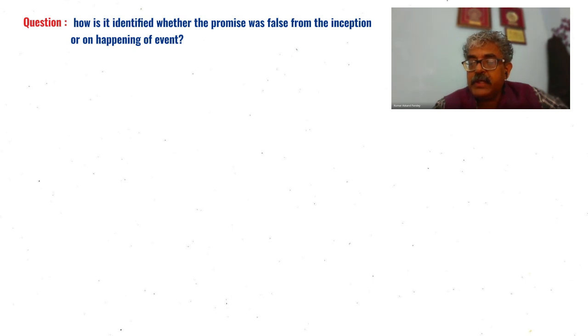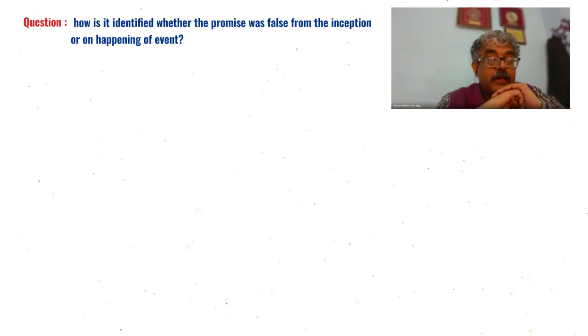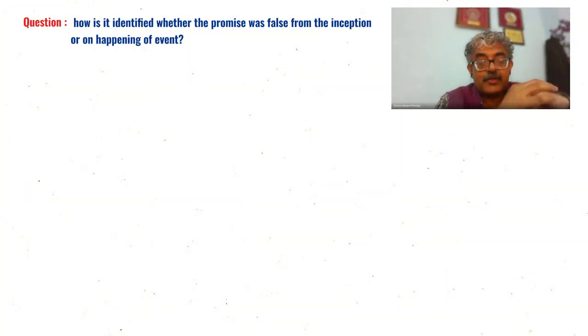So, how is it identified whether the promise was false from the inception or on the happening of events? Certainly, it's very difficult, and the Supreme Court has acknowledged how difficult it may be. Because once we are negotiating in a very cordial, romantic relationship, most cases of false promise of marriage stem from an otherwise romantic relationship. It's often a case of a romantic relationship turning inimical for whatever reason. So it would be difficult, but it has to be proved like any other fact. It has to be proved like any other fact, and this is exactly what the Supreme Court has said.